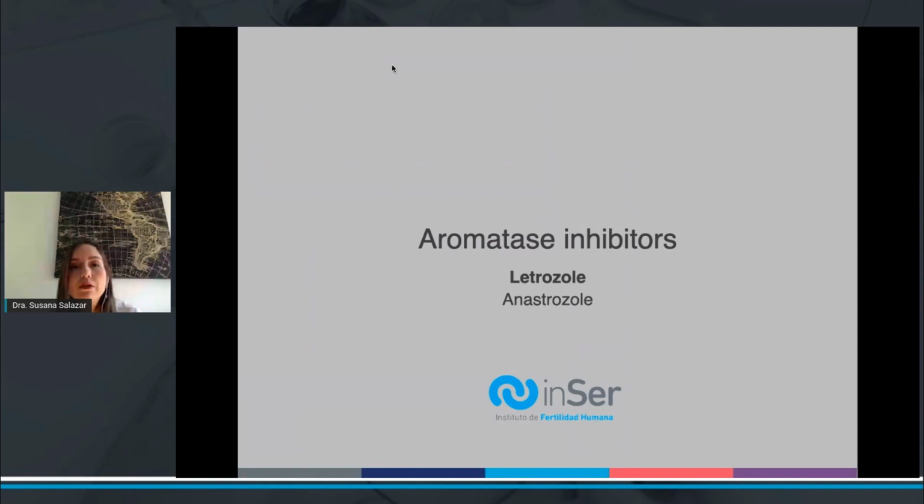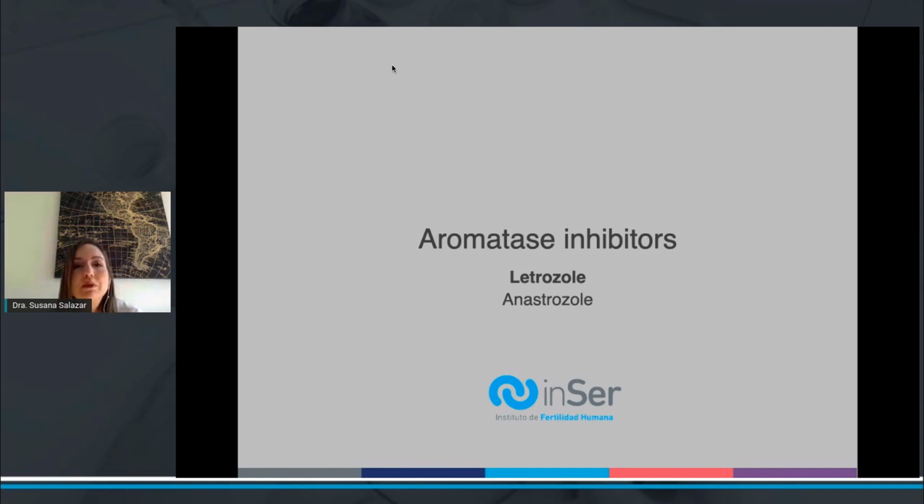The second medication I'm going to talk about is aromatase inhibitors that are used for ovulation induction, and the principal ones are anastrozole and letrozole. They are triazole derivatives that function as competitive non-steroidal inhibitors of aromatase.